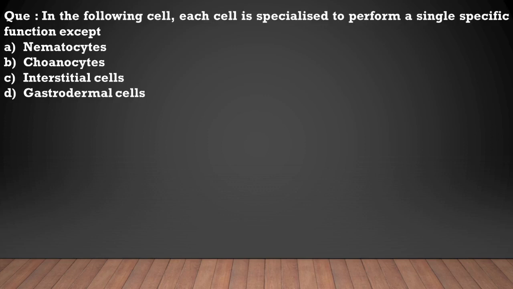Hello dear student, so today's question is, in the following cell, each cell is specialized to perform a single specific function except, means out of the 4 cells, one cell is there which has more than a single specific function. Okay, so let us first understand about the nematocyte cell. It is the characteristic cell of phylum Cnidaria. Cnidaria is also called Coelenterata.